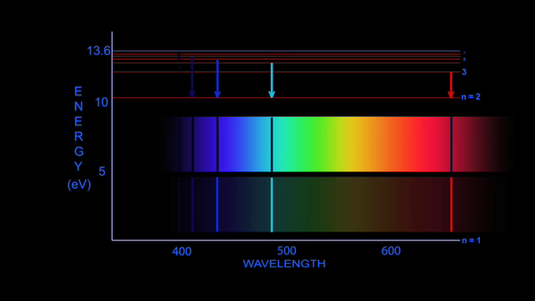When an electron jumps from the n equals 7 shell to the n equals 2 shell, ultraviolet light is emitted. No jumps to n equals 1 are shown because they are all in the deep ultraviolet.